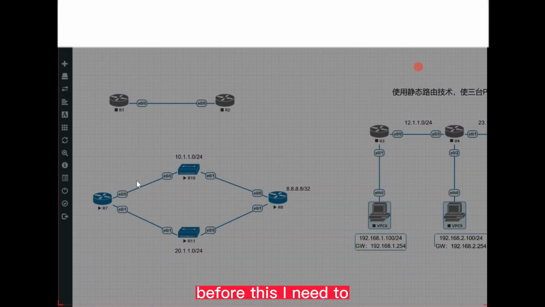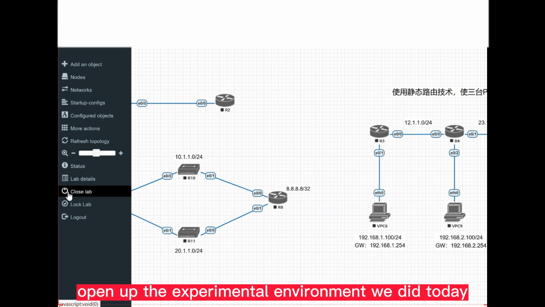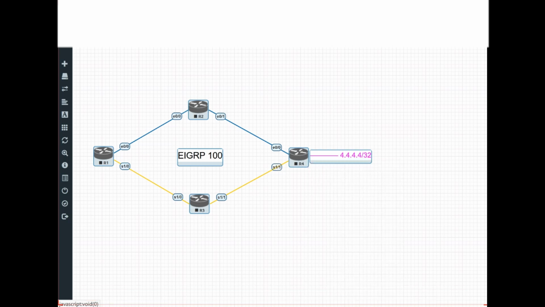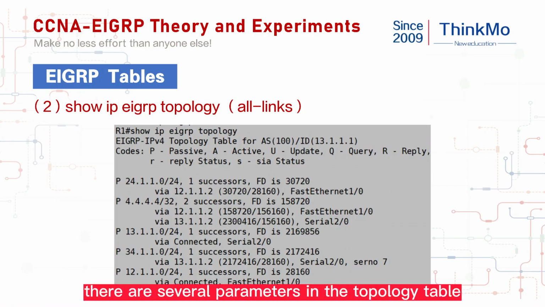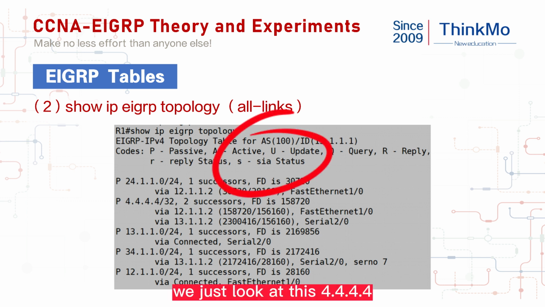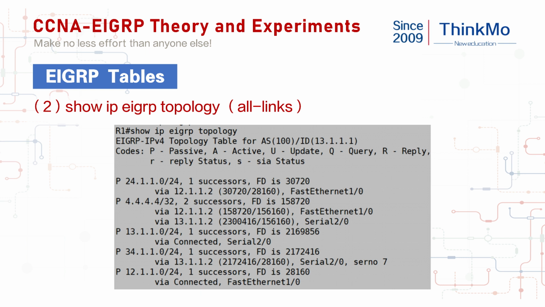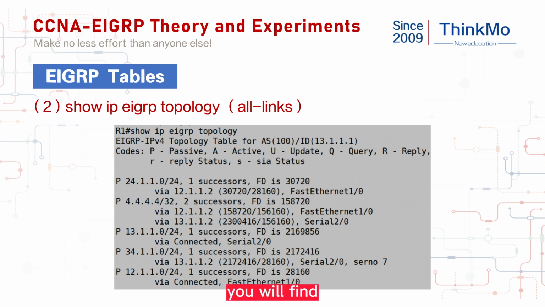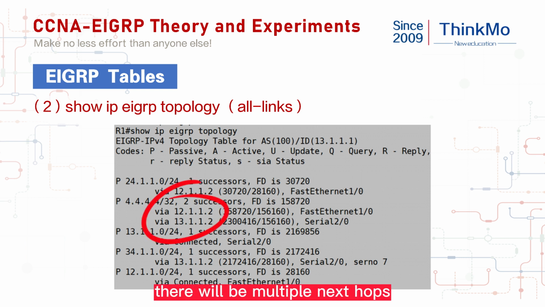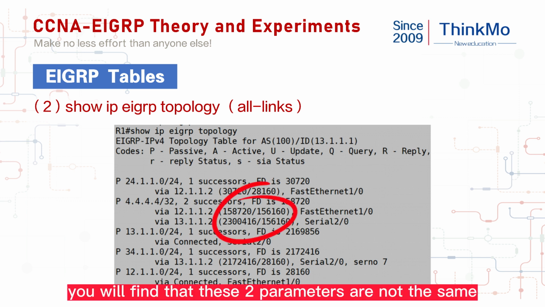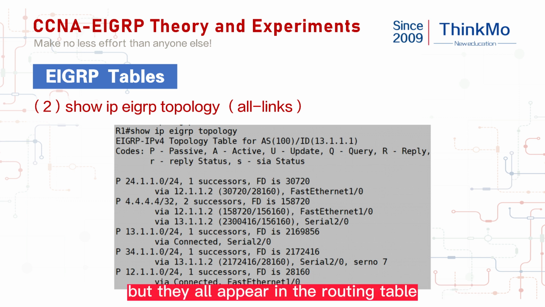Before this, I need to open up the experimental environment we did today. Otherwise, there may not be enough time for a while. Okay. There are several parameters in the topology table. For everyone to understand, we just look at this 4.4.4.4. Because wait a minute, we do experiments and we do it. In the topology table you will find, when data goes to a destination, there will be multiple next hops. And there are 2 parameters in the next hop. You will find that these 2 parameters are not the same. But they all appear in the routing table.